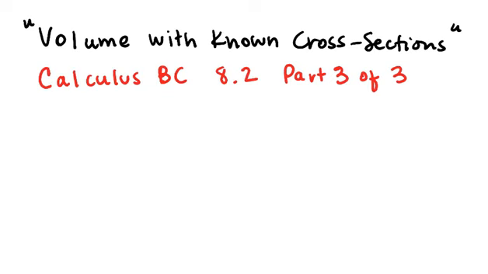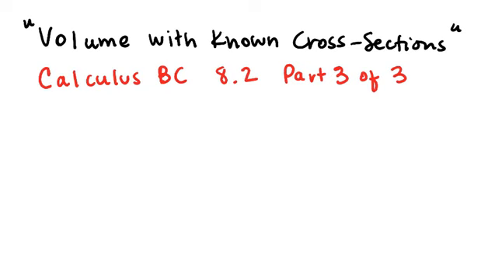In this video, I'm going to be talking about a type of volume question that's really common on the AP exam, where they're going to give you a region in the plane that's a base of a solid, and the solid is going to have known cross-sections, like cross-sections perpendicular to the x-axis that are squares, or maybe cross-sections perpendicular to the y-axis that are semicircles, something like that. And there's always going to be the word cross-section in the statement of the question.